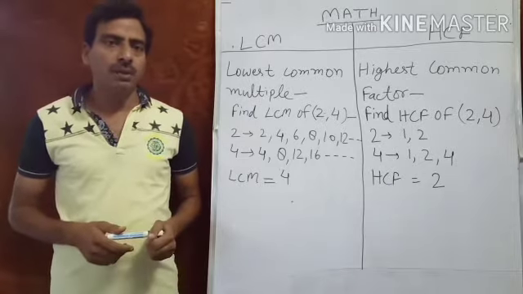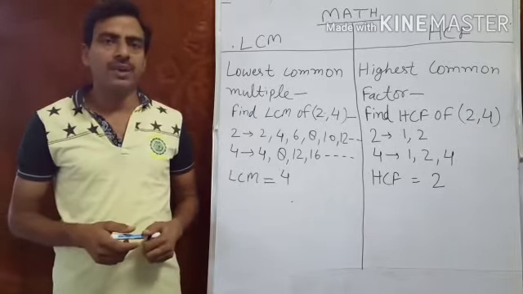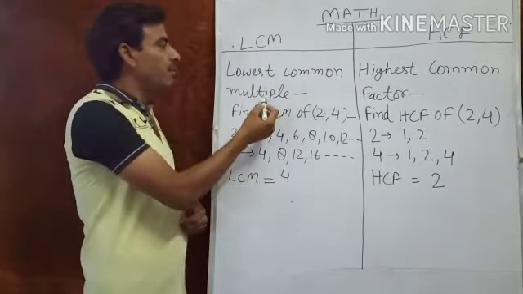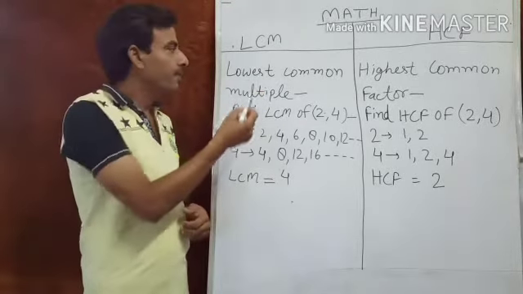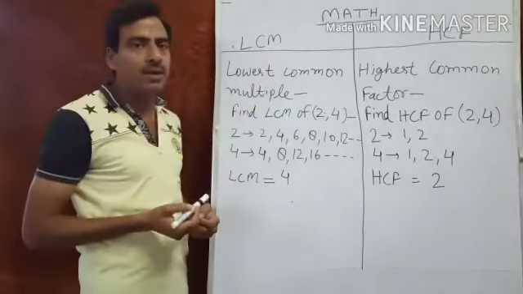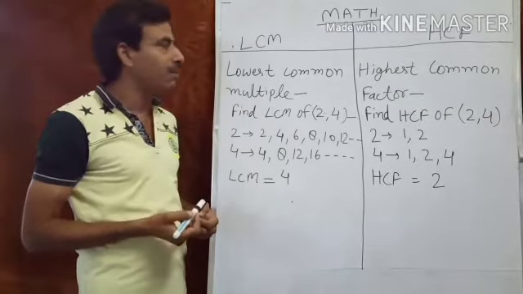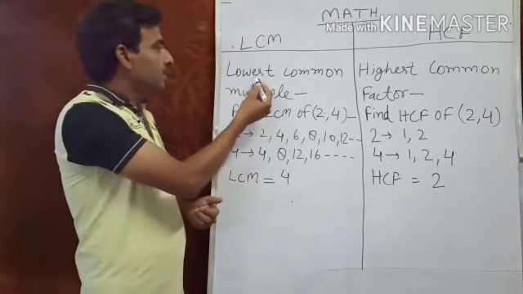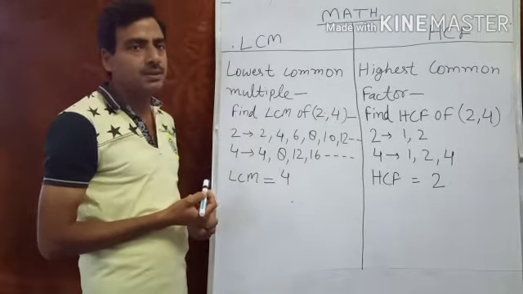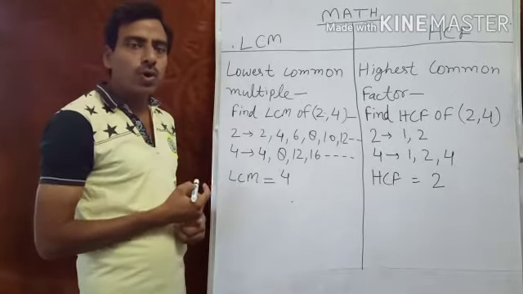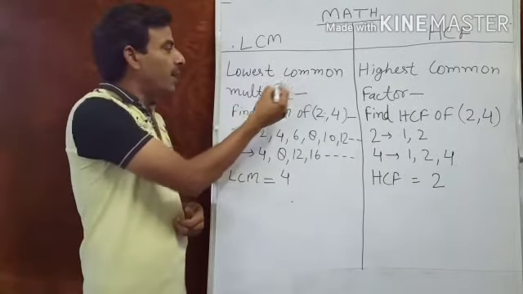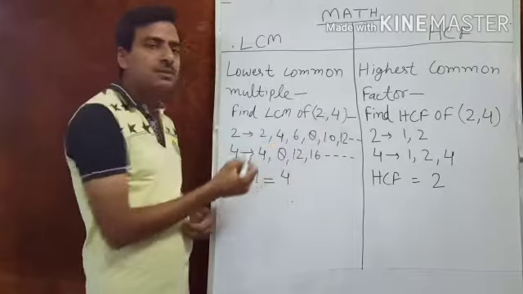Today I will tell you about LCM and SCM. LCM means lowest common multiple, as per its name. Its full form is lowest common multiple, otherwise you can say least common multiple, or smallest common multiple. By this name, we can understand how to get the LCM of given numbers. LCM of two or more numbers is the lowest common multiple of the given numbers.